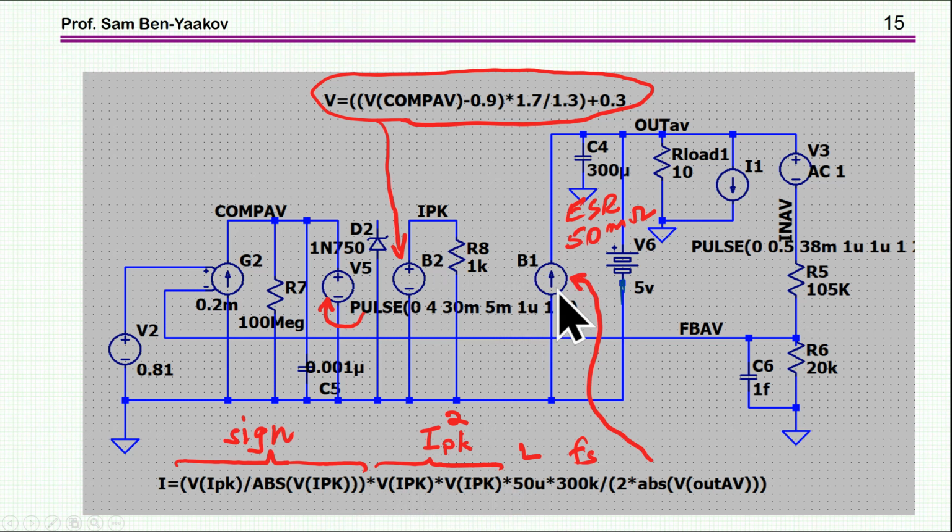And then I have this definition of the output current, which is shown here: I squared times the inductance, which turns out to be 50 microhenry, times the frequency, divided by the value of the output voltage. Okay, this is what we need here.